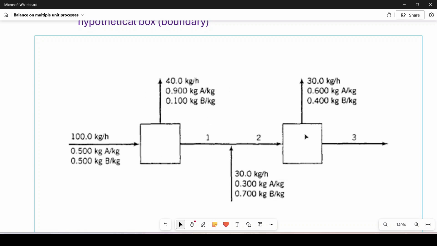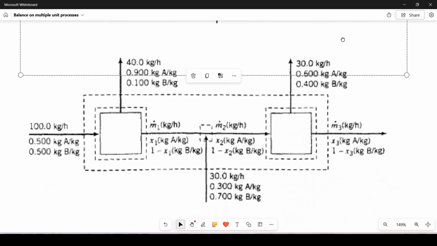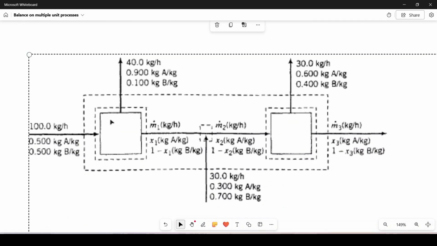So this is the problem that we are going to solve or discuss to understand how you can apply material balance when there is more than one unit process involved in the given problem. So first of all, we have to define the systems on which we can apply a material balance, and for that I already have taken this screenshot of this problem. So here you can see these dotted lines. So these are called the boundaries.